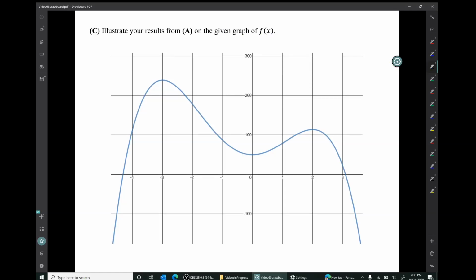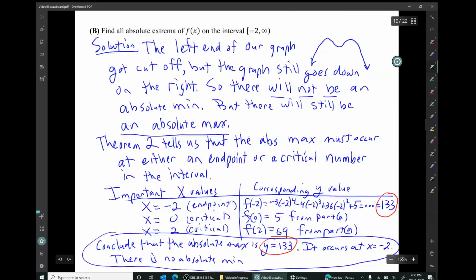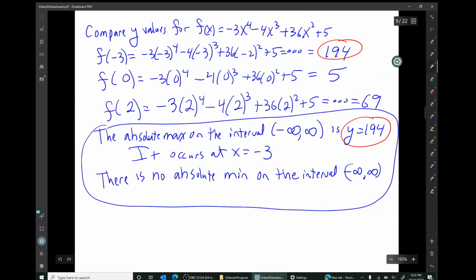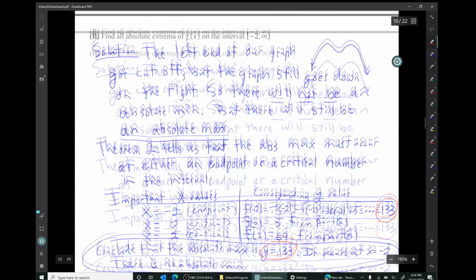Question C says, illustrate your results of A on the given graph of f of x. Now I see that there's a mistake here. I've got the axes wrong. Cross this out. So the results of A were that the absolute max on this interval, negative infinity to infinity, is y equals 194, and it occurs at x equals negative 3. So we should just label a point on our graph.